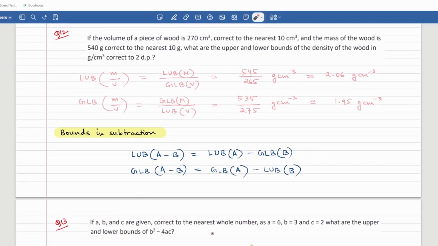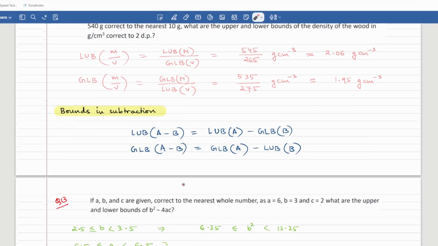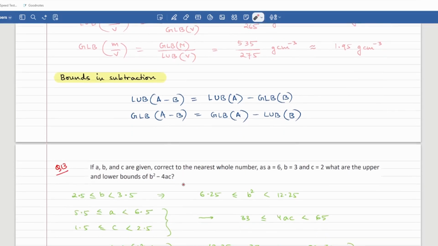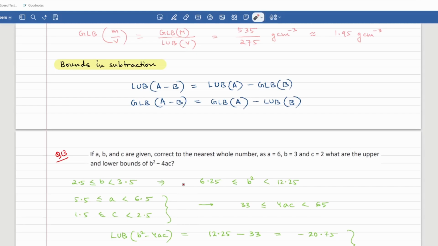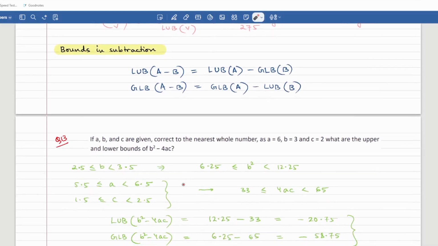If A, B, and C are given, correct to the nearest whole number, as 6, 3, and 2, what are the upper and lower bounds of B squared minus 4AC? I hope you have solved this problem. Let us look at the solution. They are correct to the nearest whole number, right? So we should be using the first decimal place to formulate the upper and lower bounds.